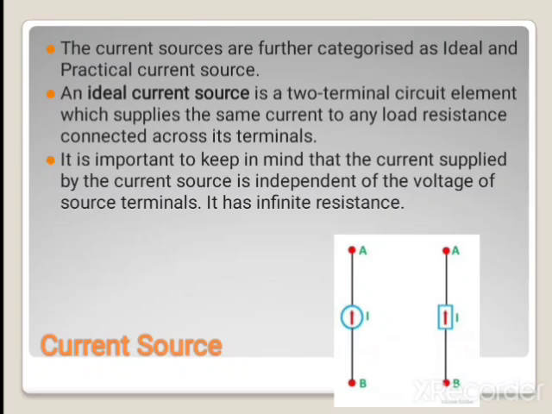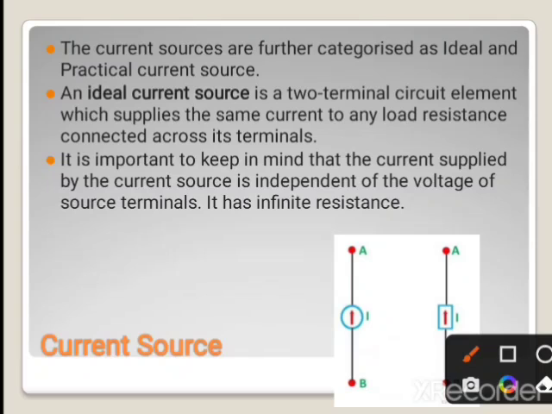Now current sources are also categorized in two types, ideal and practical, as we have seen earlier. A current source is denoted by this symbol, or either this one. It is important to keep in mind that the current supplied by the current source is independent of the voltage of the source terminal.